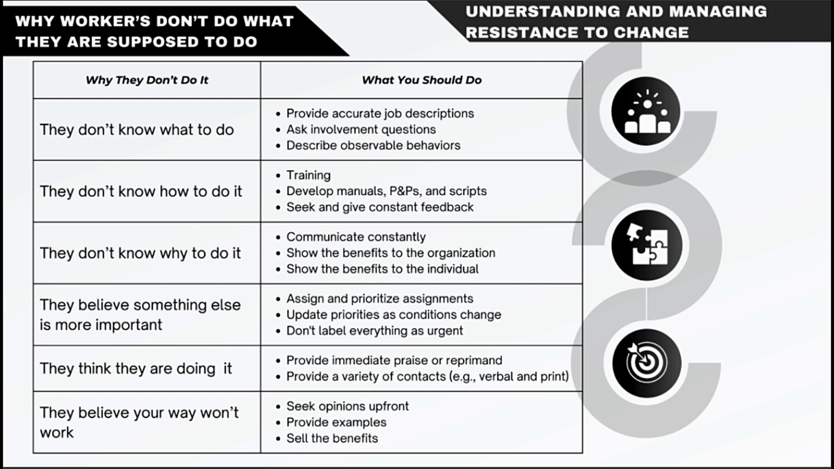Next is when workers believe they are already doing what they are supposed to do. It suggests a misunderstanding or lack of awareness of their actual performance. To address this, managers should provide immediate praise or reprimand based on accurate feedback. Immediate praise reinforces positive behavior and acknowledges when employees are performing well, helping to validate their efforts and encourage continued engagement. On the other hand, immediate reprimand addresses any misunderstanding or shortcomings promptly, allowing corrective actions to be taken before issues escalate.